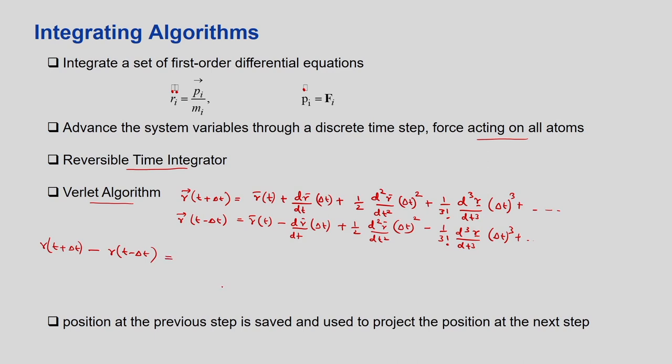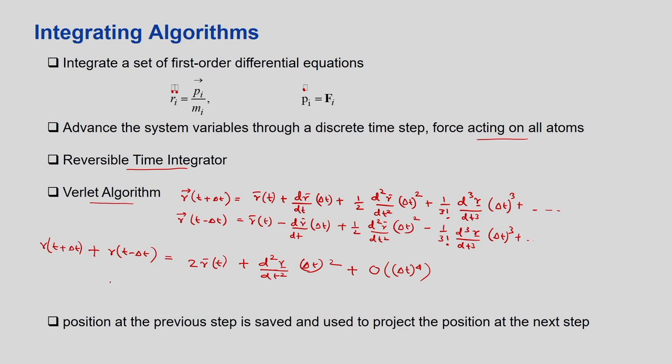The first term cancels, and what you have is 2r t. While you add, the second term cancels. You will have directly the third term, and the third term has half and half, so adding them together it becomes 1. So, I can simply write d2r by dt square into delta t square. The remaining terms are very small, of the order of delta t to the power of 4, because the cube terms go away, and whatever remains is of the order of delta t to the power of 4.